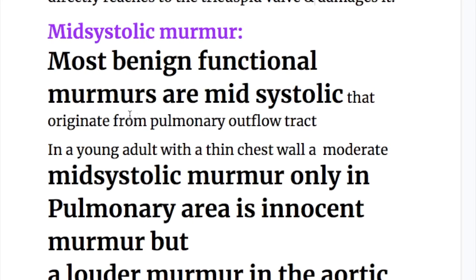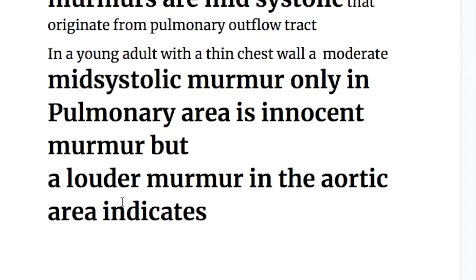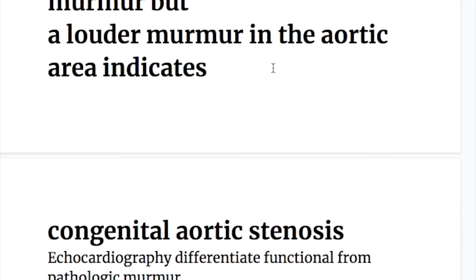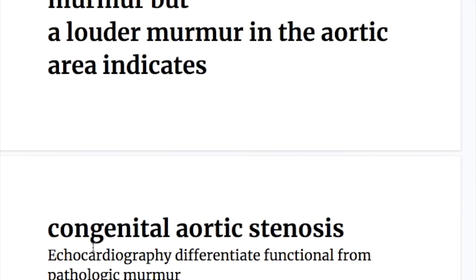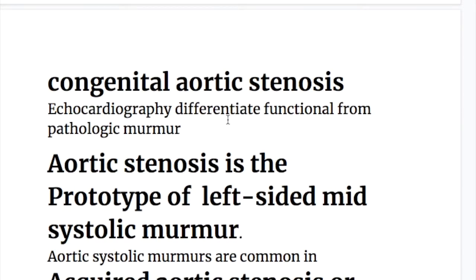Now, mid-systolic murmur. Most benign functional murmurs are mid-systolic that originate from the pulmonary outflow tract. In a young adult with a thin chest wall, a moderate mid-systolic murmur only in the pulmonary area is an innocent murmur, but a louder murmur in the aortic area indicates congenital aortic stenosis. Echocardiography differentiates functional from pathological murmur.